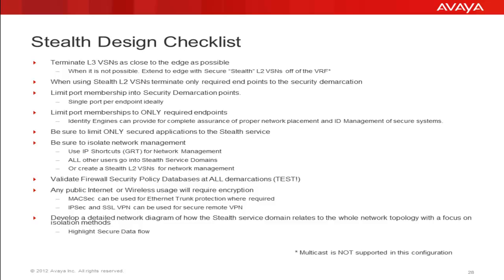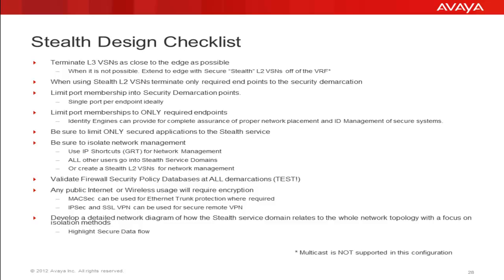Identity engines and Fabric Attach can greatly ease the enforcement of these access policies. Avoid mixing any non-secure applications in the secure stealth topology, even if they do not access anything outside the network, as such mixing can result in the violation of compliance. Validate the security demarcation and create defined security policy databases and network topology templates. Be sure to do testing of the demarcation to be sure that the policy database is enforced.